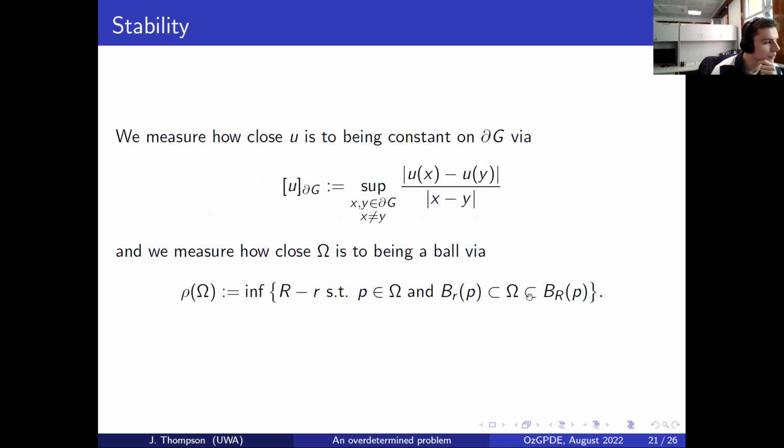So for this particular problem, how we define almost, so how we define u being close to a constant on the boundary of G, is through this Lipschitz semi-norm on the boundary of G. And how we measure omega being close to being a ball is through this rho of omega, which is if we take the largest possible ball on the inside and then the largest possible ball on the outside where both balls are at the same point, and then we consider the difference in their radii, then that's what this rho of omega denotes.